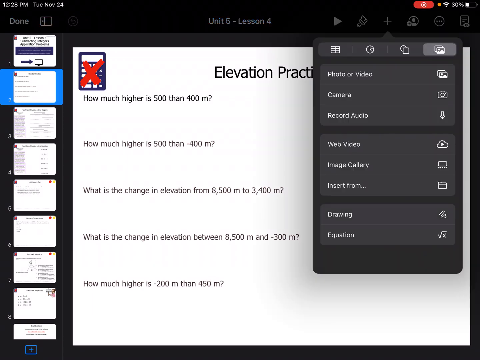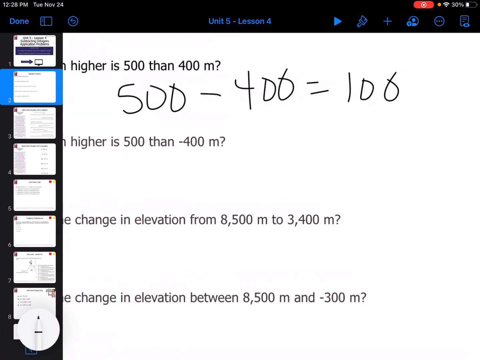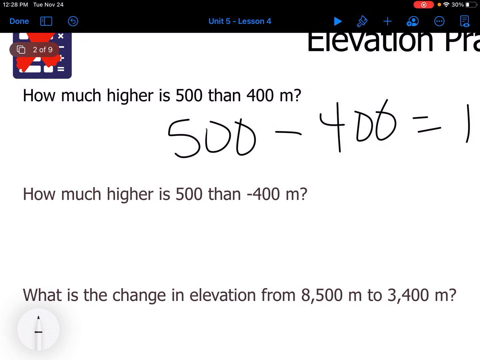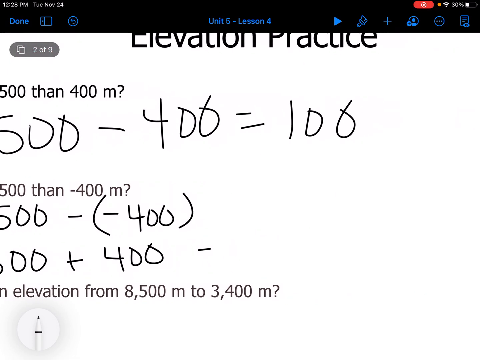Don't make this harder than it already is. 500 minus 400 is 100. How much higher is 500 than negative 400? So that'd be 500 minus negative 400. Now, when I have integers, I'm going to add the opposite. So I get 900 meters.